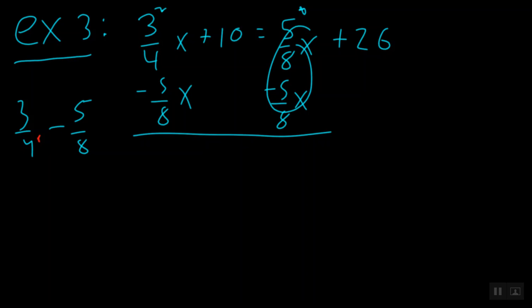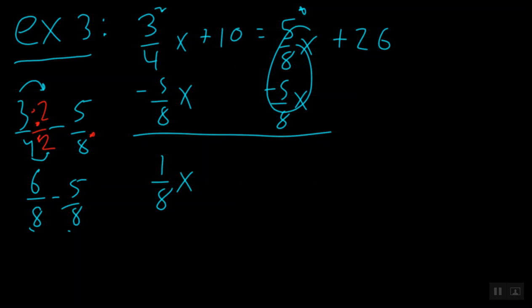Now from here we see, this denominator is 4 and this denominator is 8. We have a problem. We don't have a common denominator. So the question becomes, can I multiply 4 by any number to make it become 8? And of course we can. We can multiply 4 by 2, and if we multiply the bottom by 2, we have to multiply the top by 2. So we know that 3 times 2, top times top, will give us 6 over 4 times 2, bottom times bottom, 8 minus 5/8. And of course, now we have common denominators, we can just subtract on the top. We know that 6 minus 5 will give us 1 over 8x plus 10 is equal to 26.